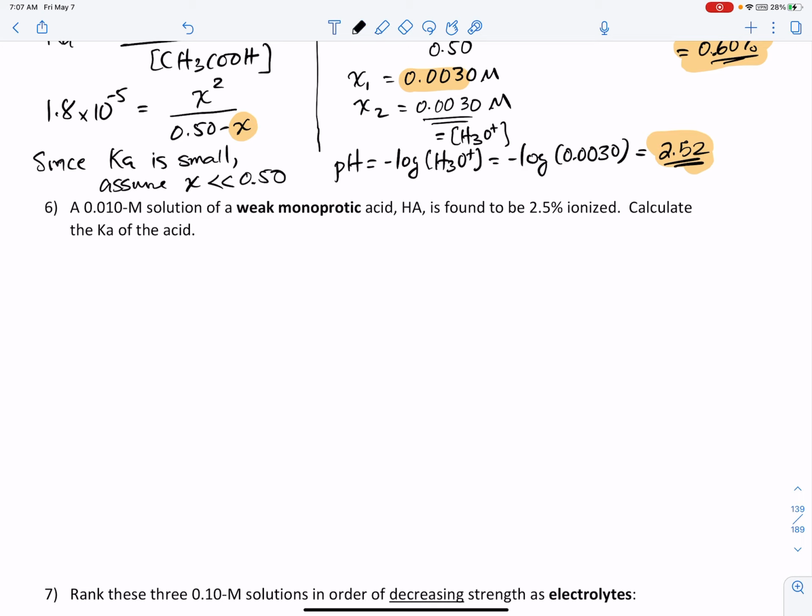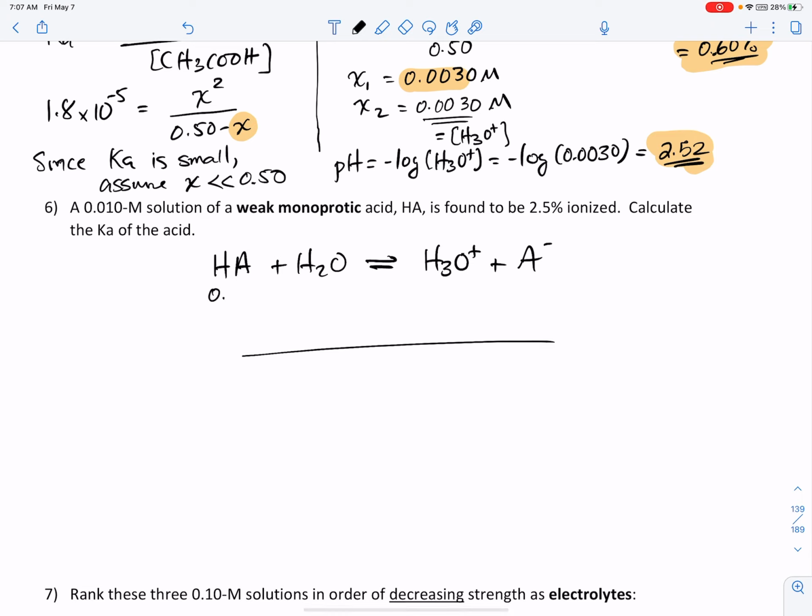Well, let's write a balanced equation. The acid HA reacts with water, producing hydronium and A minus. Fill in the initial line of your ice table. The acid is 0.010 molarity. The water is a liquid, so we'll ignore it. The initial hydronium is so small in water that we'll say it's 0, and there is no A minus.